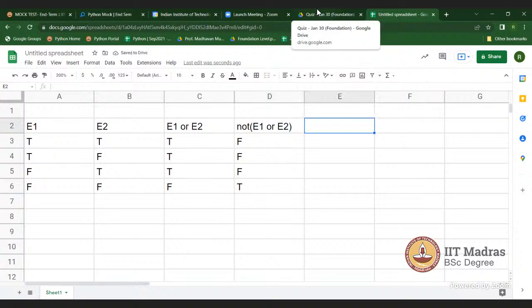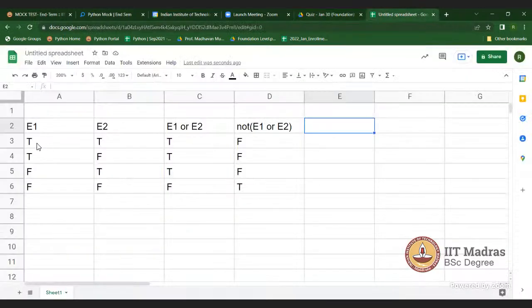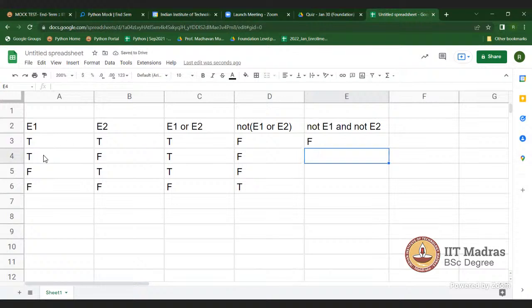So now let us compute the right hand side. It's going to be not of E1 and not of E2, right? So it basically means false and false, which is false. Then not E1 and not E2 for the next row: false and true, which basically gives false.